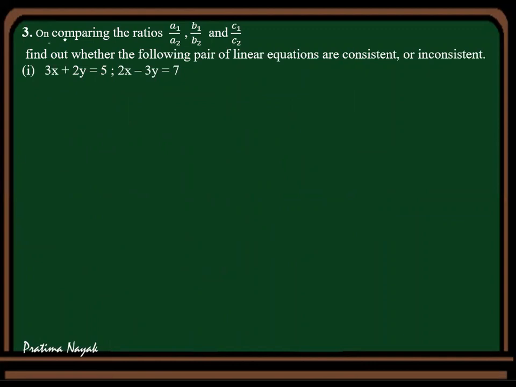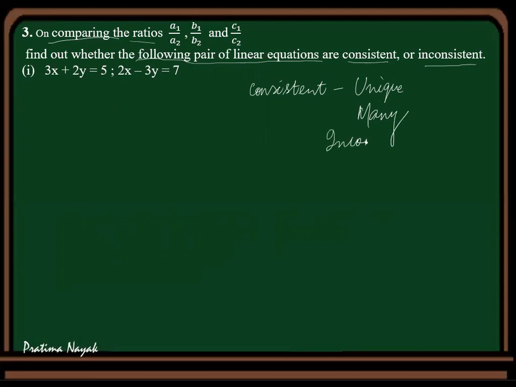Then question number 3, on comparing the ratio, again a1 by a2, b1 by b2, c1 by c2, whether the following pair of linear equations are consistent or inconsistent. For consistent, what is the thing? Consistent means it is either a unique solution or many solutions. And for inconsistent, it is only no solution. So in the same way you will proceed.